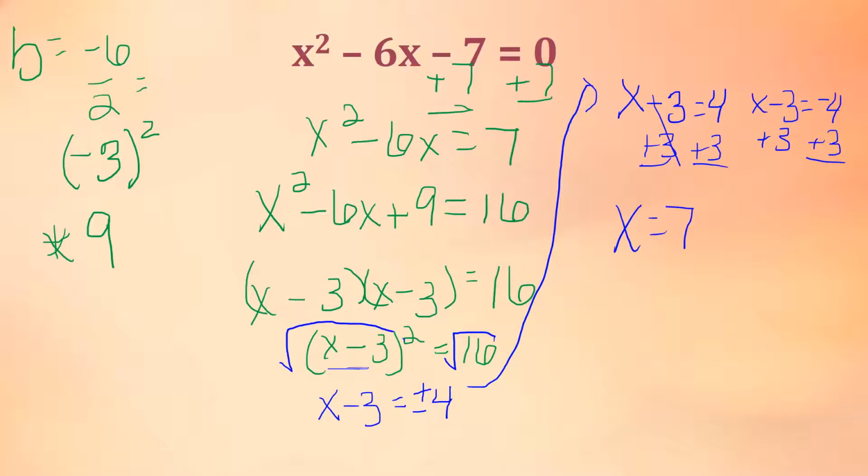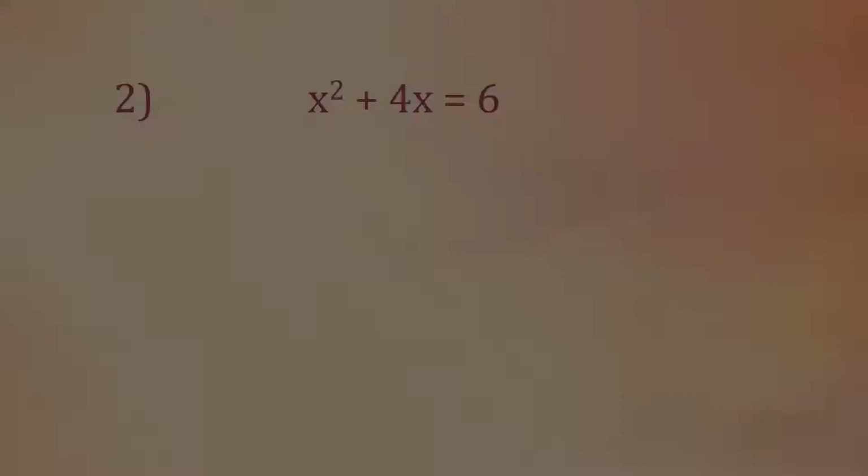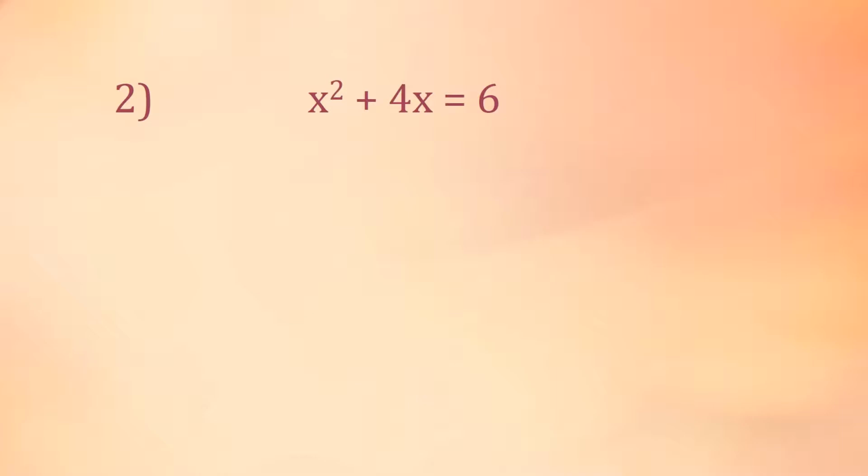Here I get x equals 7. And here I get x equals -1. So my roots are 7 and -1, and you can certainly check by factoring, if you can factor, but you can't always, so you can check by putting it into your calculator. Okay, so we're going to try another one together.